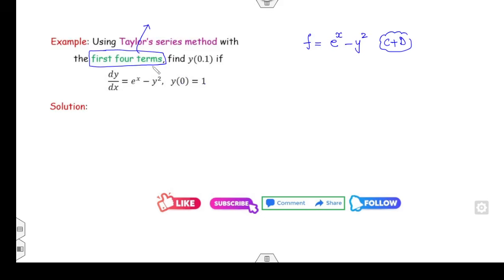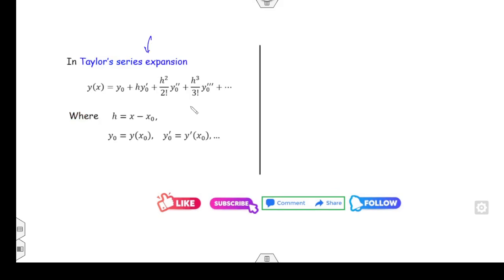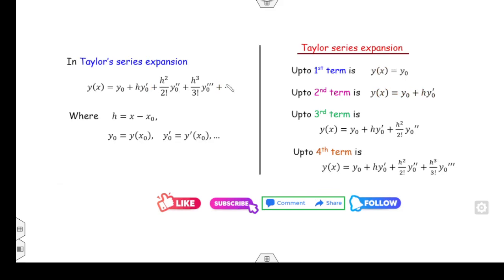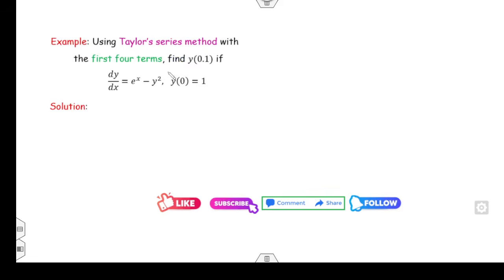So firstly let me tell you the concept. Whenever you have the Taylor series, if you want to write the expression up to the first term, second term, third term, fourth term and so on, the first term means only this expression. That means your Taylor expansion up to the first term is only y0. Up to the second term, your target is to write the first 2 terms. That means y of x is y0 plus h into y0 dash. Similarly up to the third term, up to the 4 terms and so on.